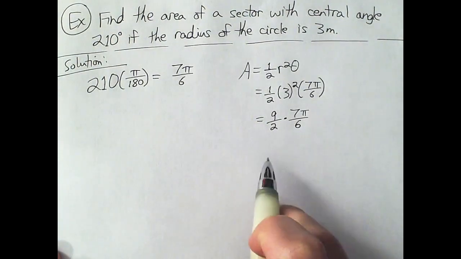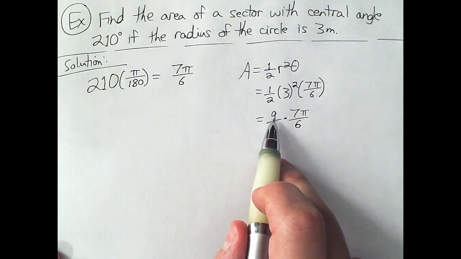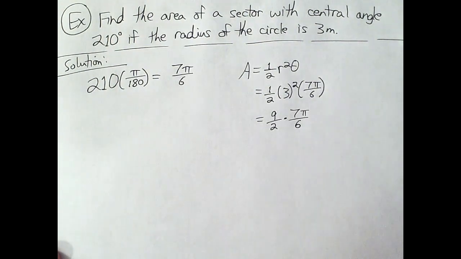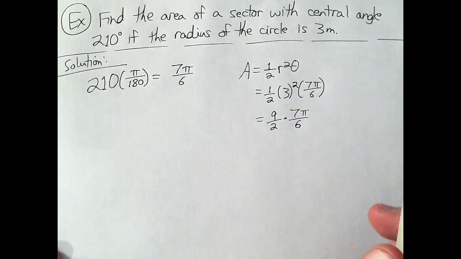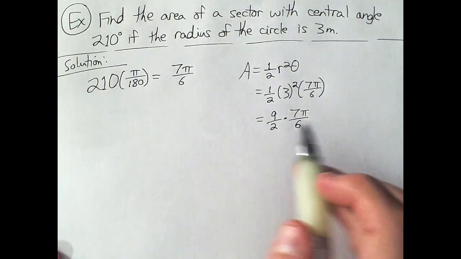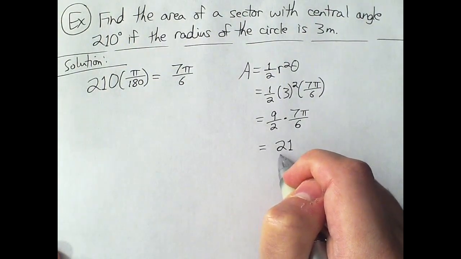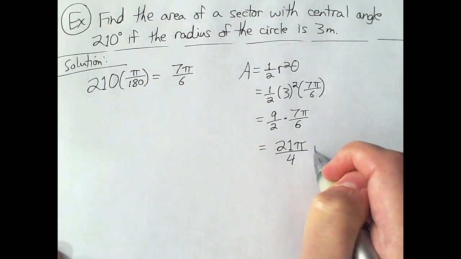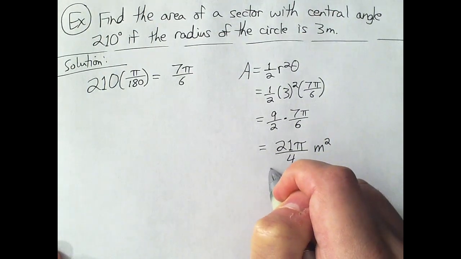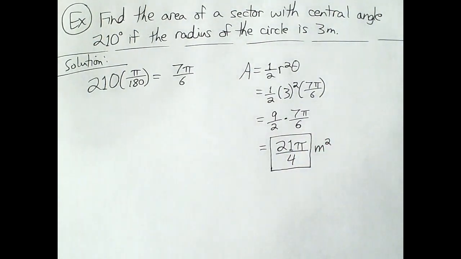What do we do to simplify this? There's a 9, there's a 6. Maybe we can simplify that a little bit. 9 and 6 are both divisible by 3. The 6 would become a 2. The 9 would become a 3. 3 times 7 is 21. 2 times 2 is 4. So 21 pi over 4 meters squared.